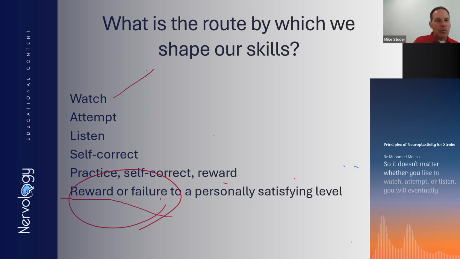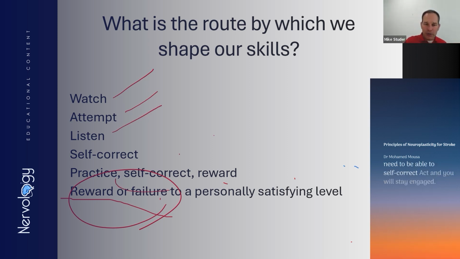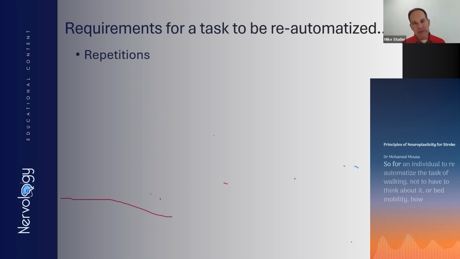So it doesn't matter whether you like to watch, attempt, or listen, you will eventually need to be able to self-correct, and you will stay engaged, stay attentive, if that degree of self-correction doesn't feel so burdensome that you feel like you're constantly failing. So for an individual to re-automatize the task of walking, not to have to think about it, or bed mobility, how I get out of bed, or dressing, or stirring a pot, or to be able to type again, the only way something can be re-automatized is if we follow all of these ingredients.